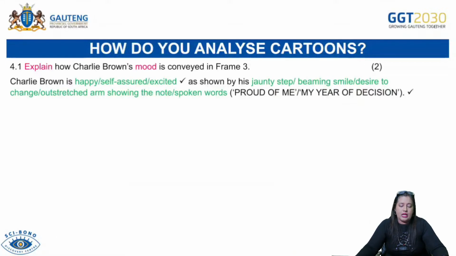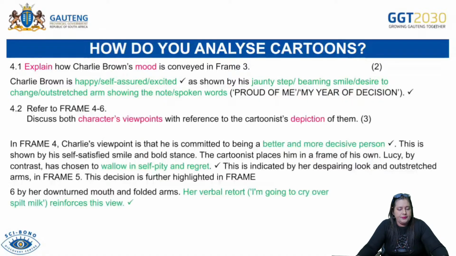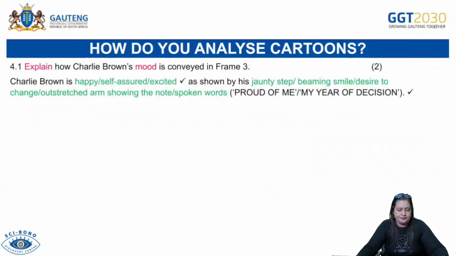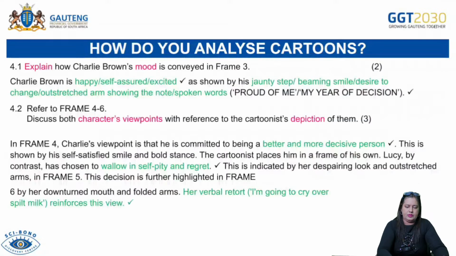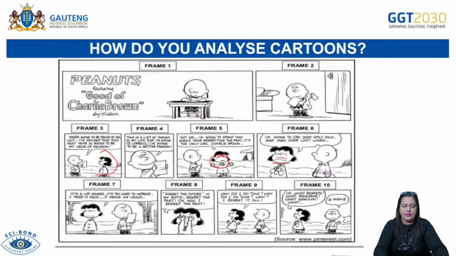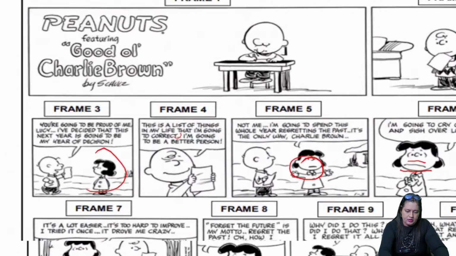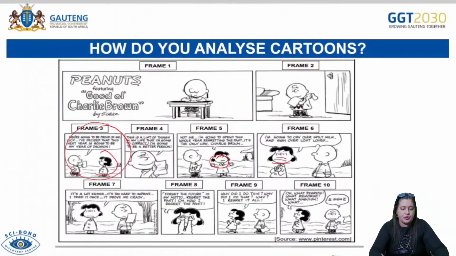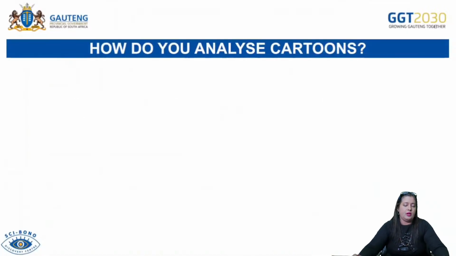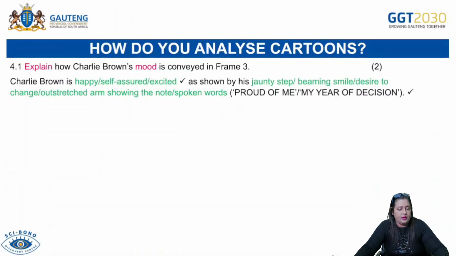So explain how Charlie Brown's mood is conveyed in frame 3. If you go back to frame 3, it's this one over here where we're talking about him being so proud of what he achieved and how he's going to make decisions next year. All right, so it goes on to talk about his mood.